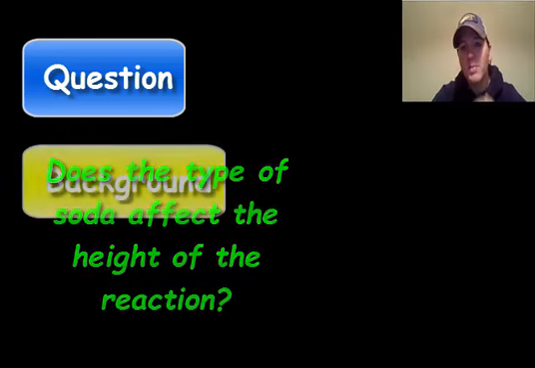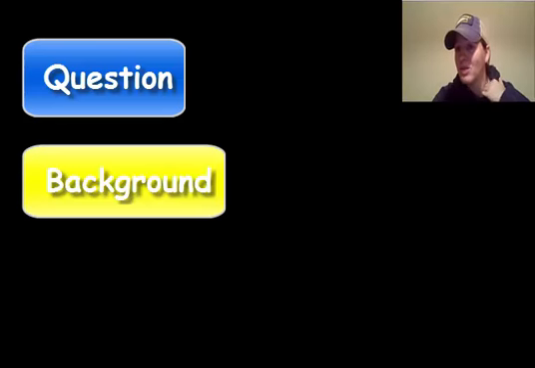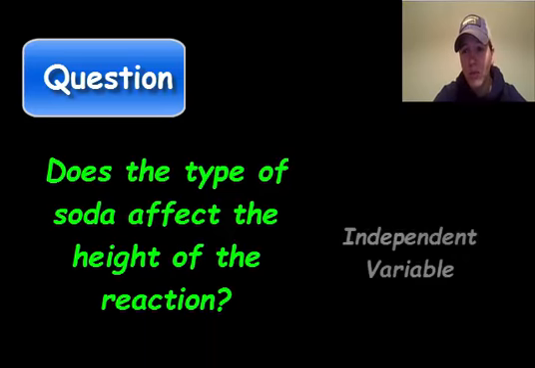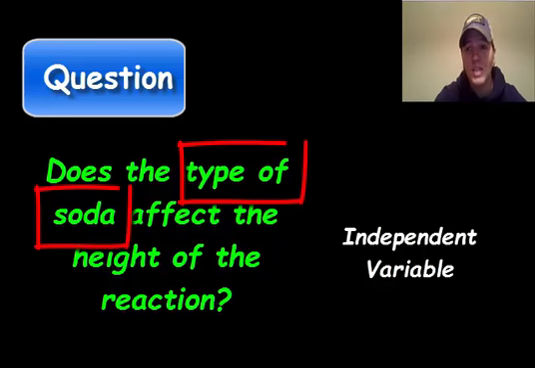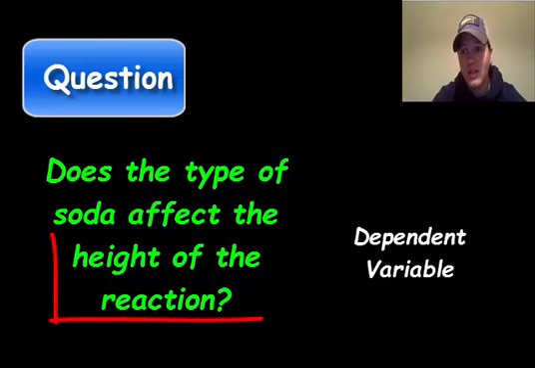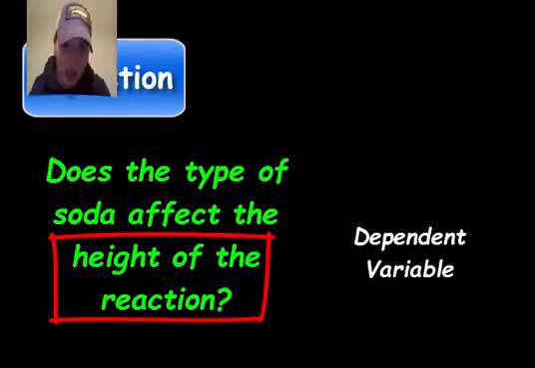Sometimes in the scientific method, we would now do a background step, which would be doing previous research to see what has happened elsewhere with this experiment, so we have an idea of what's going to happen. We didn't. We just simply moved on to the next step of identifying our variables. Our independent variable was the type of soda, the thing that, as the scientists, we changed. The dependent variable was the height of the reaction, the thing that, as the scientists, we measured.